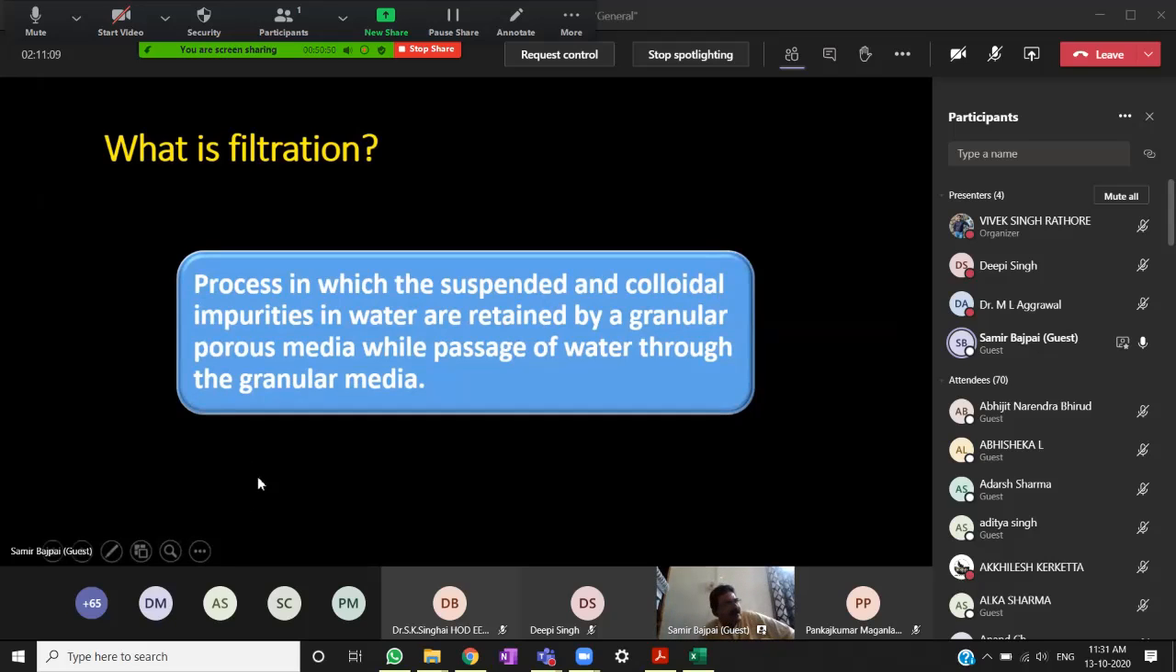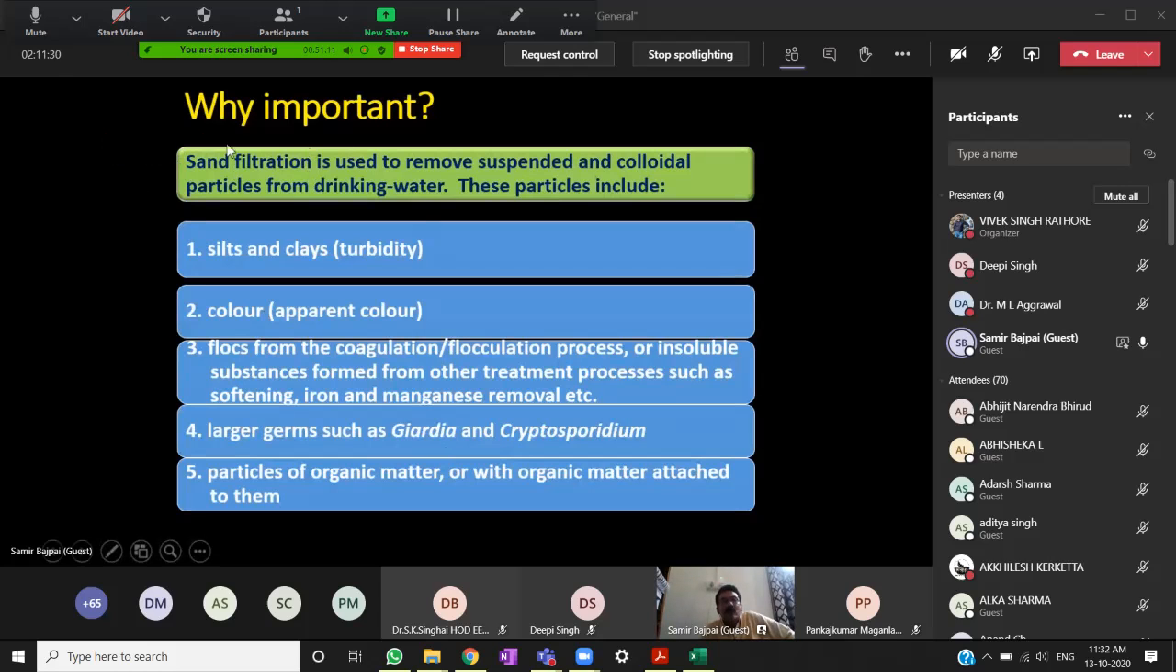And not only physical straining is there. Physical straining actually does very small work. Large removal is because of physical adsorption. Very fine particles, which otherwise won't be removed by any process, are removed by physically adsorbing to the sand particles. So usually the most common filter media is sand media, and that is why it is known as sand filtration. And sand filtration is a wonderful treatment step.